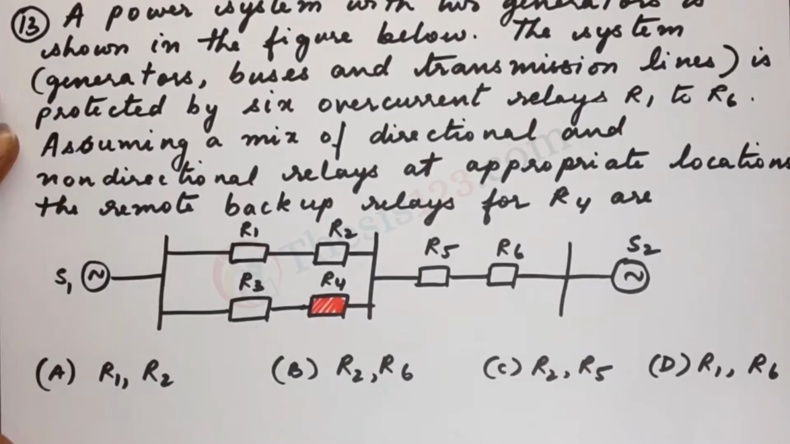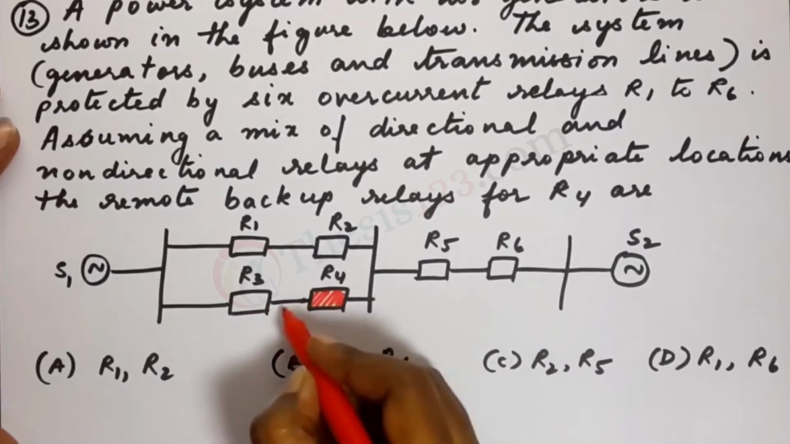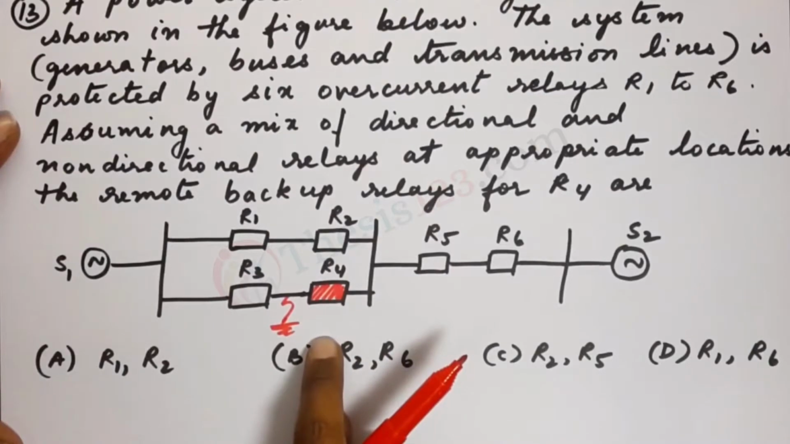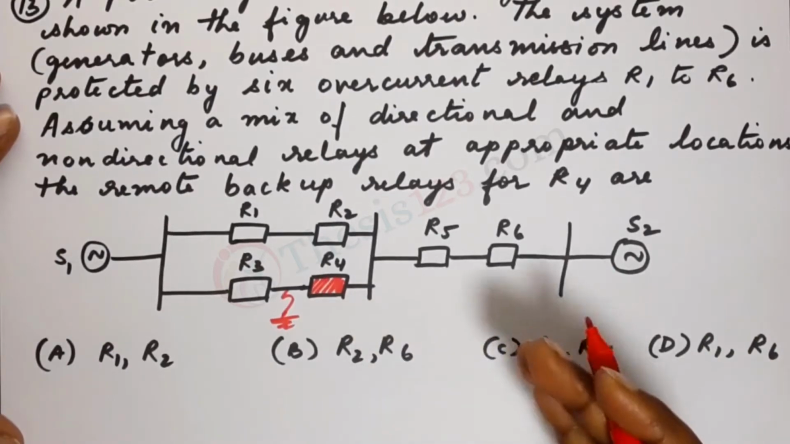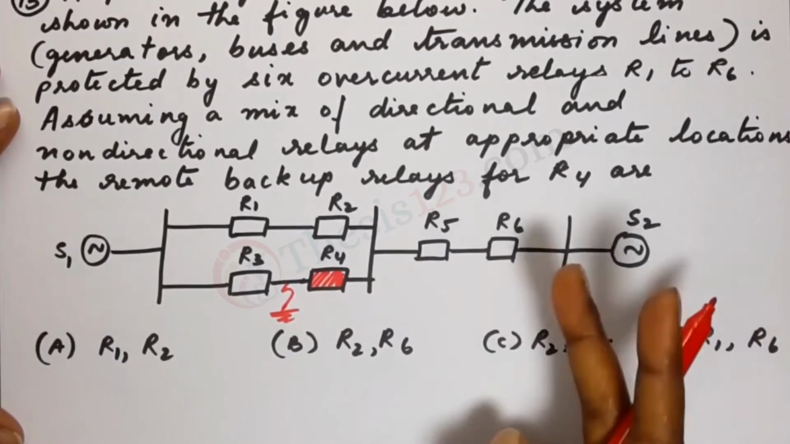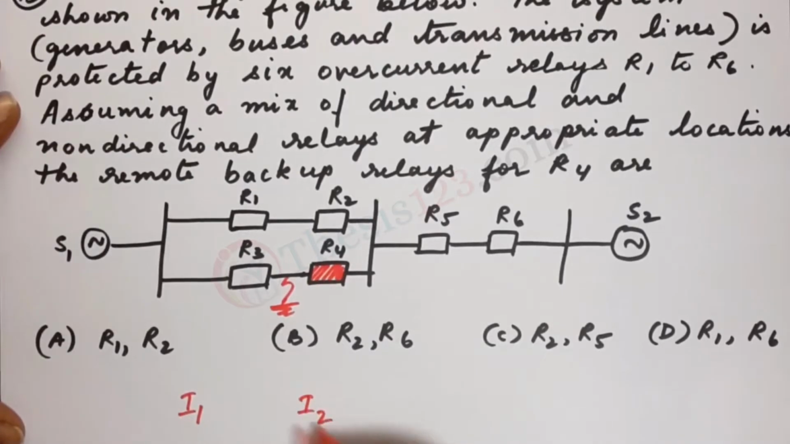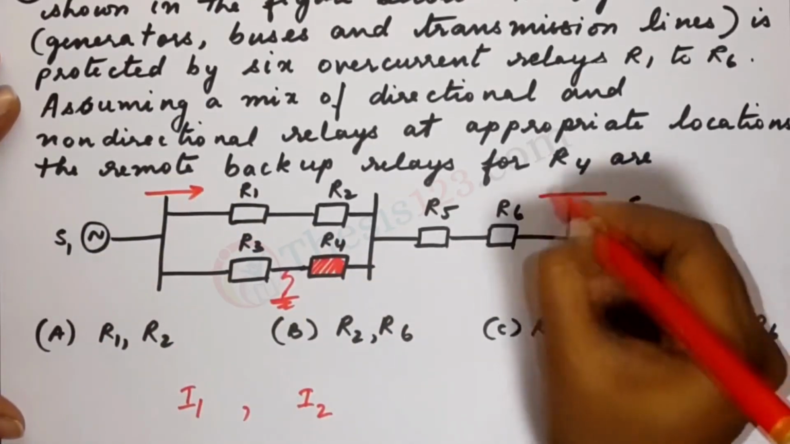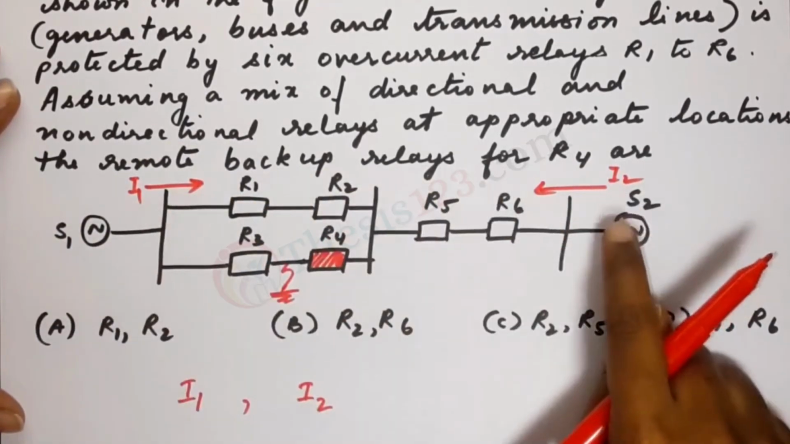If a fault takes place between 3 and 4, let's say a fault occurs here, then relays 3 and 4 must operate. But let's say, for example, that one of these two relays fails. Then there are two currents that need to be kept in check, I1 and I2. These two currents must be limited: I1 from the first generator and I2 from the second generator here.